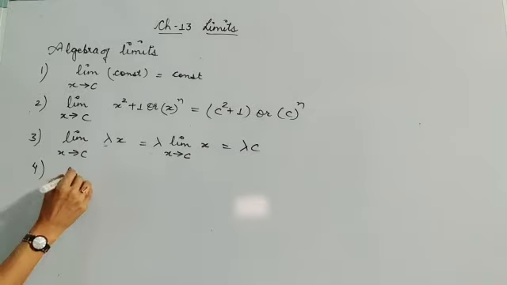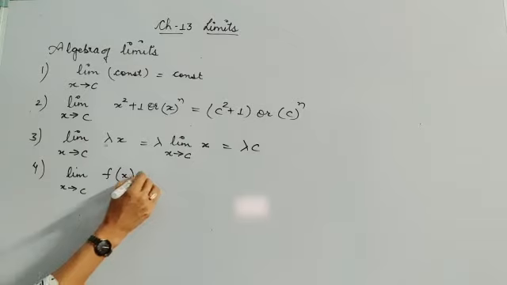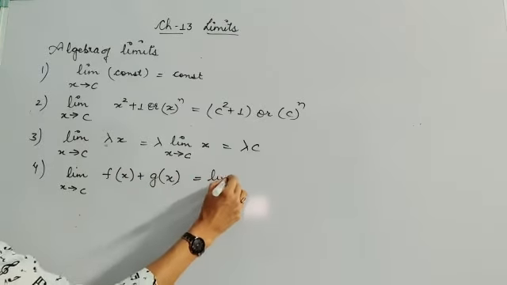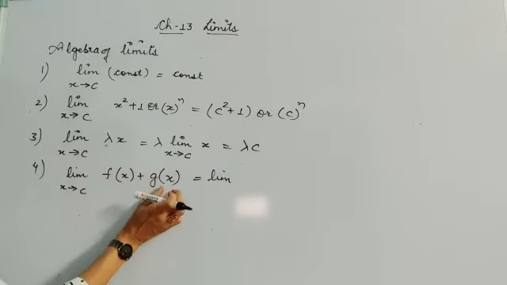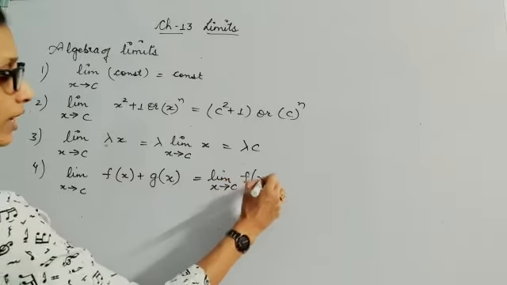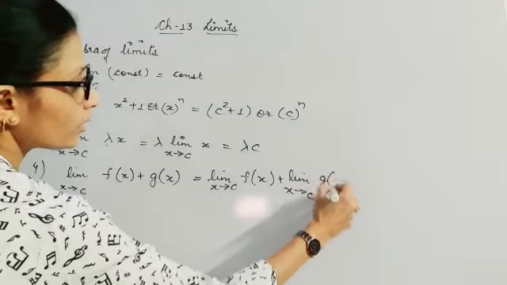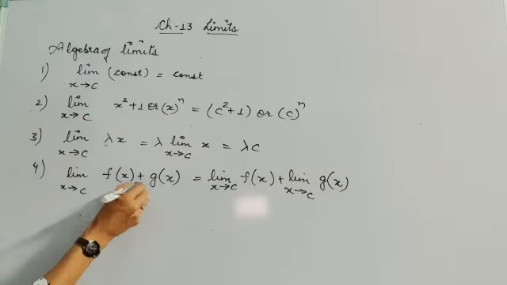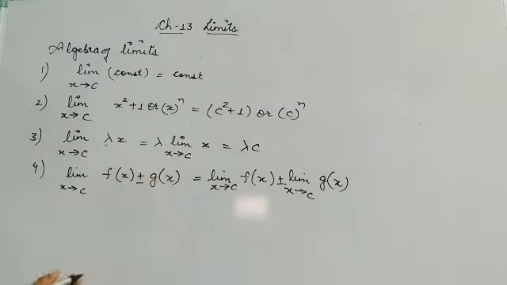If you have limit x tends to c, and two functions are in addition, then you can distribute this limit to this function and this function as well. So you can write it as limit x tends to c f(x) plus limit x tends to c g(x). So limit x tends to c stands for both. If it is given in minus, then obviously it will be minus, and the limit will stand for both.